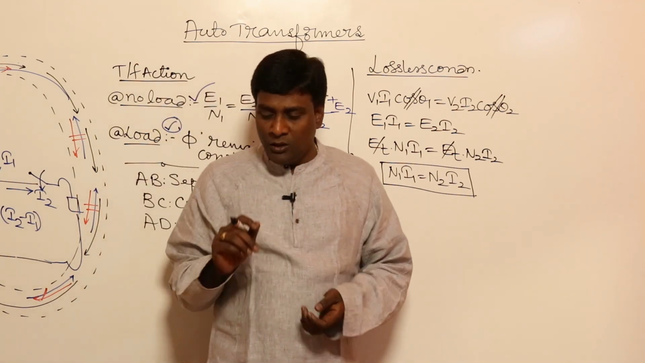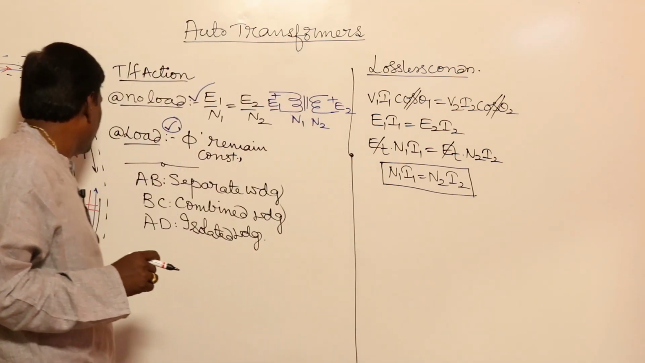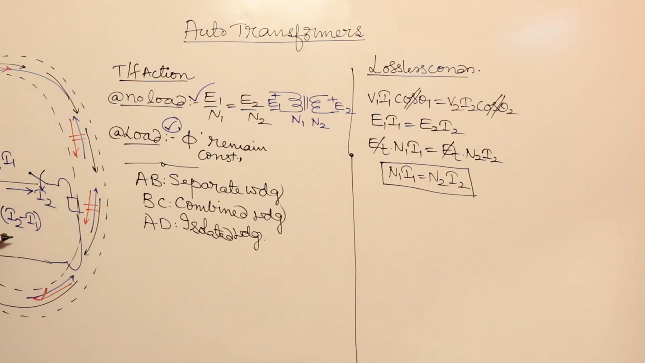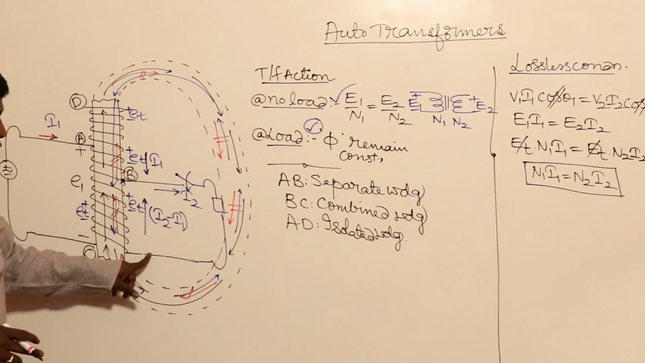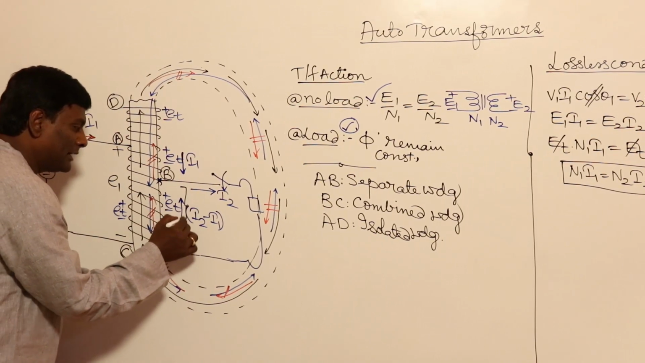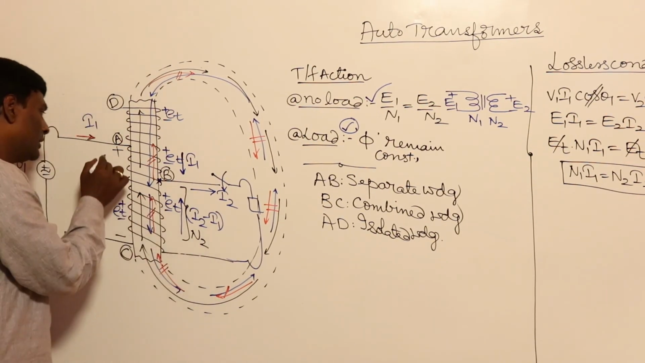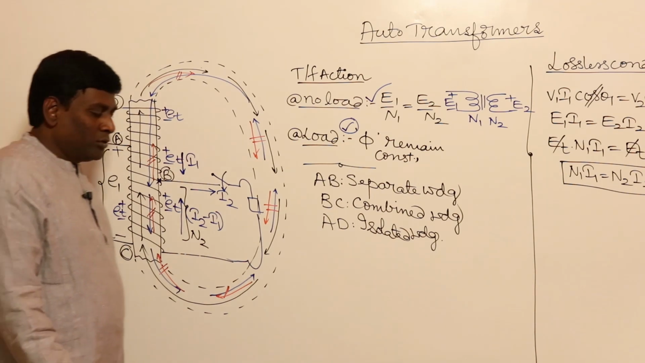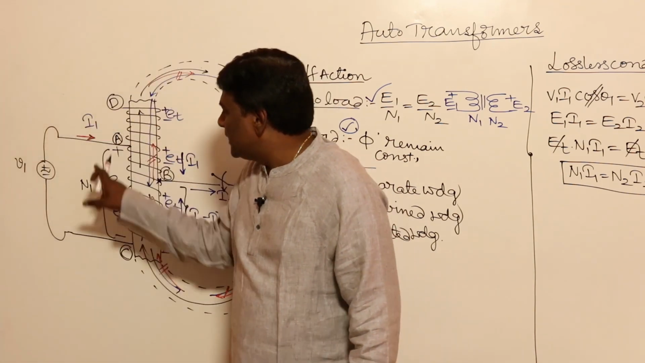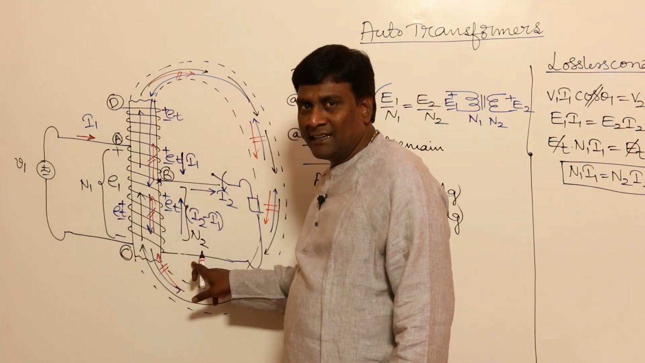But if you think of an auto transformer, what is happening here? From here to here is going to be N1. From here to here is going to be N2. For example, let me write here. This is going to be N2 number of turns, and this is going to be N1 number of turns. So in total there are N1 turns, and here N2 secondary turns.